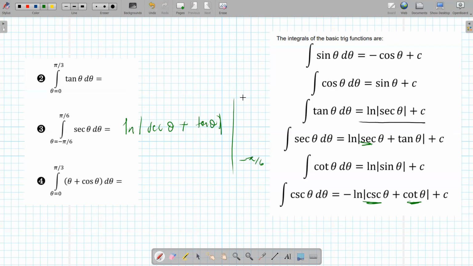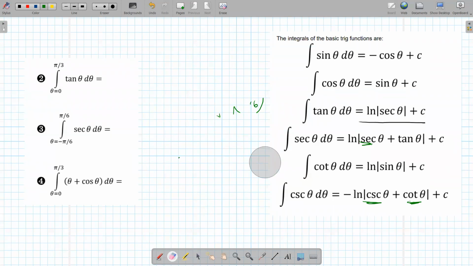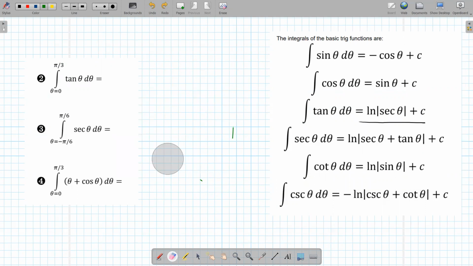You have negative pi over 6, you have pi over 6. You're going to plug in the upper bound first, minus plug in the lower bound, and subtract them. You understand that? We have the formula right there. Sec becomes that, plug in the upper bound, the lower bound.